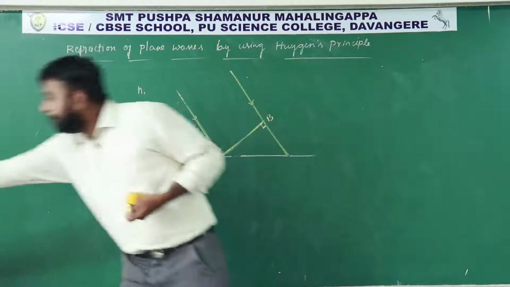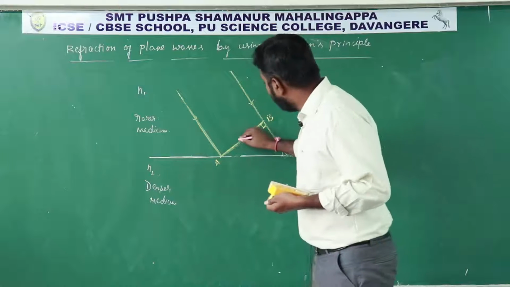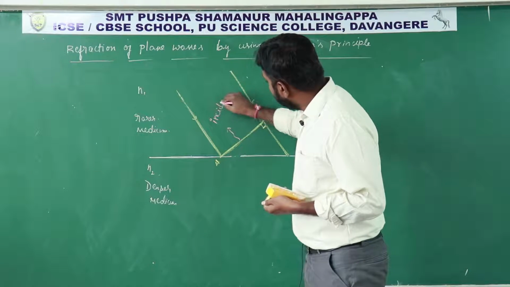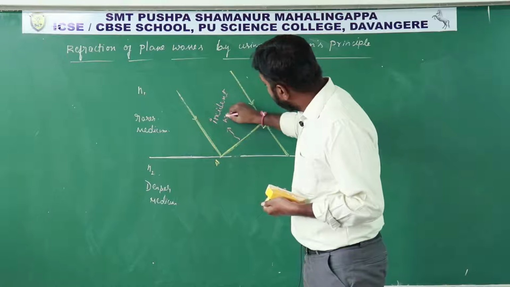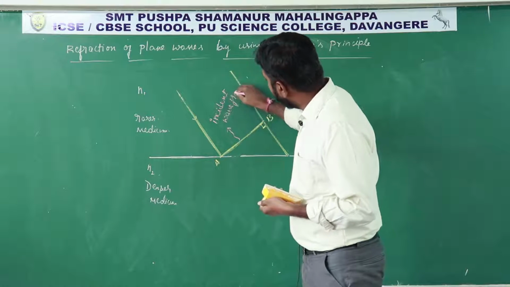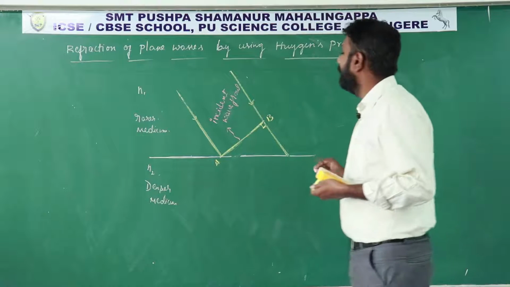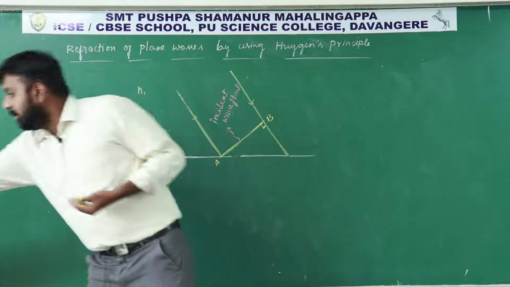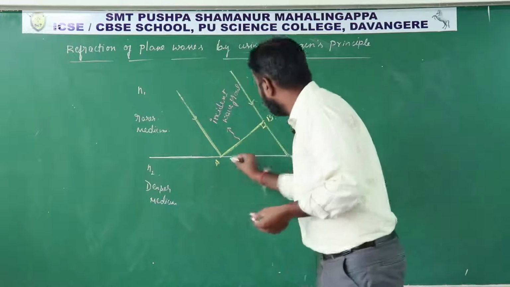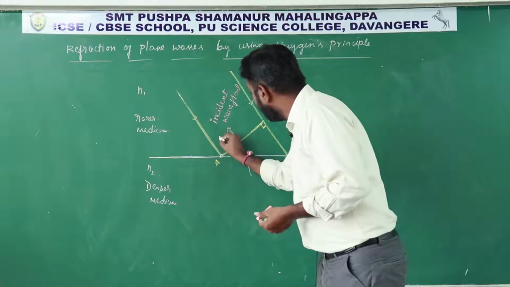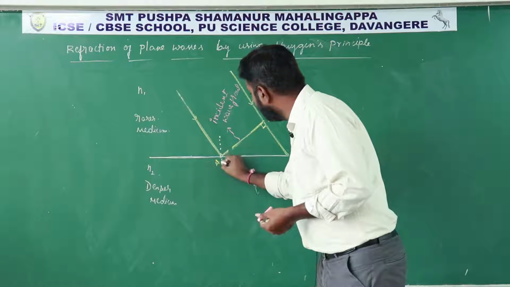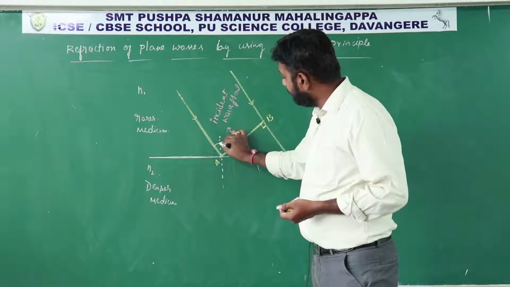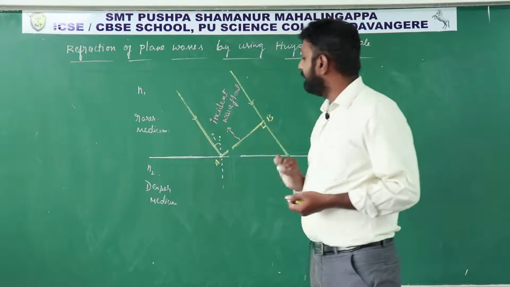Let us say this is the incident wavefront. Okay, and if you draw a normal line at the point of incidence, then this angle becomes the angle of incidence i.